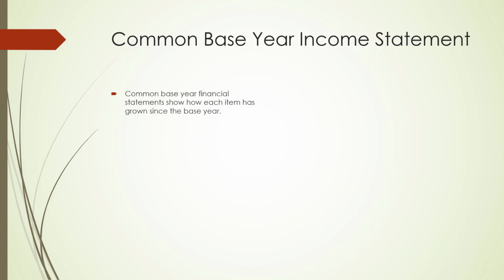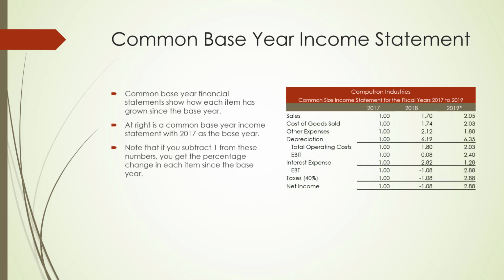Now, another tool that we can use is a common base year financial statement. What we do here is compare everything to some base year. In this case, we're going to look at 2017 as the base year. You notice that everything in 2017 is 1 because that's our beginning value. Then we take the value of, let's say, sales in 2018 divided by 2017 sales. That gives us 1.7. Remember, we saw in the last chapter that in 2018, sales rose by 70%.